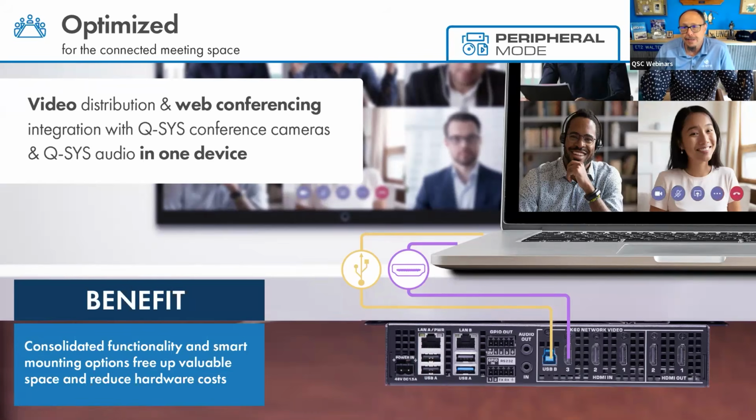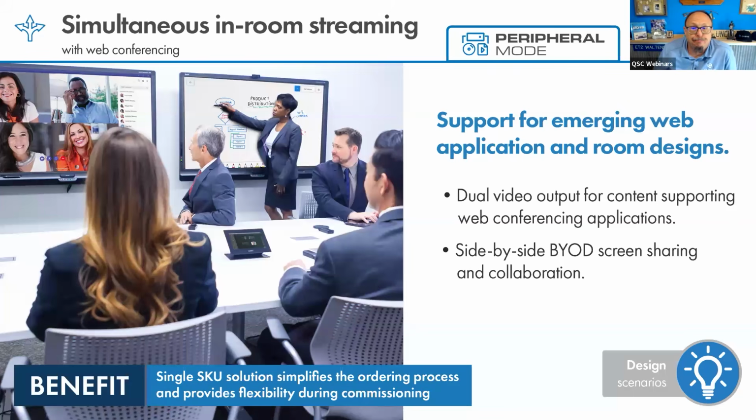Initially people looked at the price and thought, well, our competitors' encoders or decoders are half that cost or whatever. But when you start thinking and you leverage all of the features and functions on there, it really does make a lot of sense. Simultaneous in-room streaming, so we support emerging web applications, dual video output for content supporting web conferencing and side-by-side BYOD.